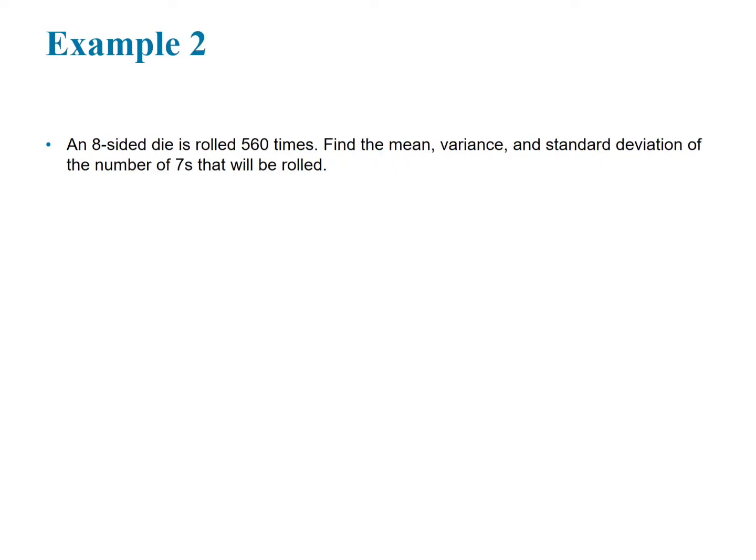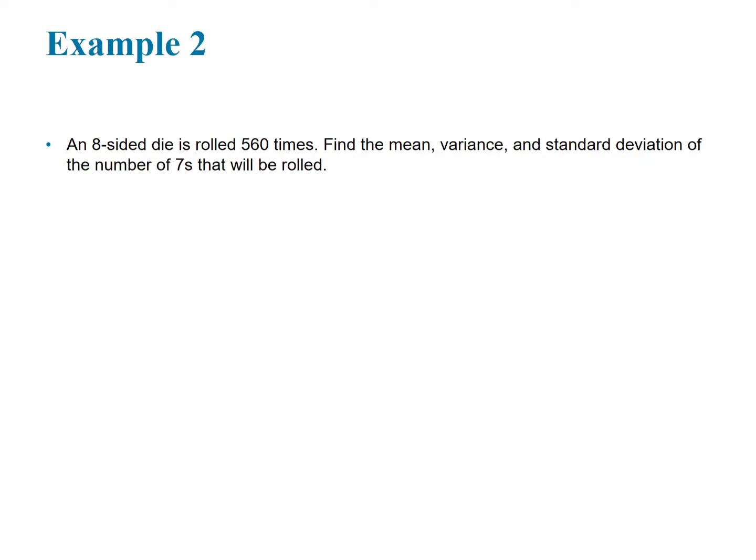Here's another example. An 8-sided die is rolled 560 times. Find the mean, variance, and standard deviation of the number of 7s that will be rolled. So this is an 8-sided die, so my success is 7s. From one trial, if I roll an 8-sided die, I have a 1 out of 8 chance of getting a 7. What is the probability of not getting a 7? That would be 1 minus 1 over 8, which is 7 over 8.